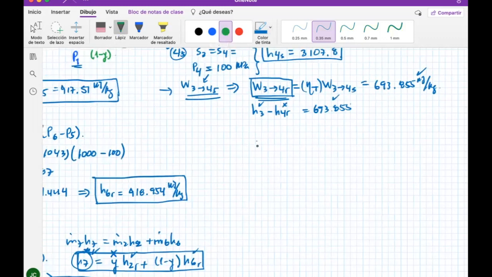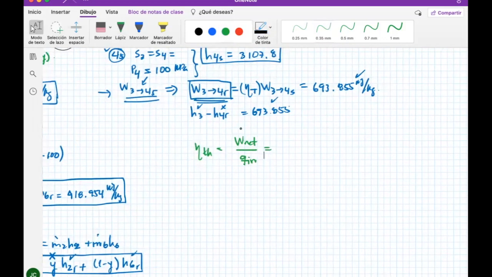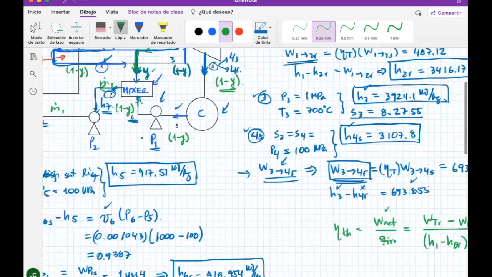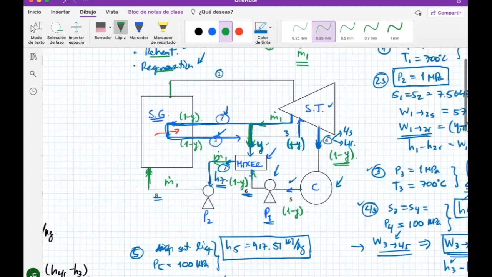So I'm going to use another color. The efficiency of the thermal cycle needs to be W net divided by Q in. This one is a little bit more complicated, so let's go with W net. It's going to be the real work of the turbine minus P1R minus P2R, the works of the pump, the real part. Everything is about the real part. Q in is an important one. It's going to be H1 minus H8R. This is the first pass, going from A to 1.